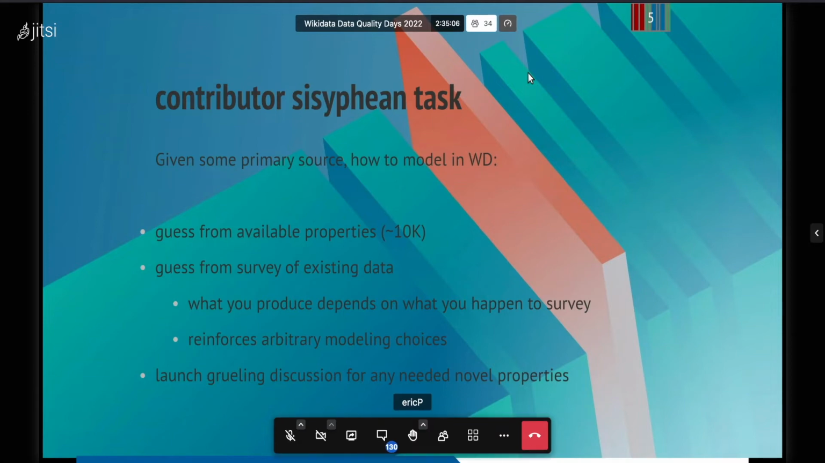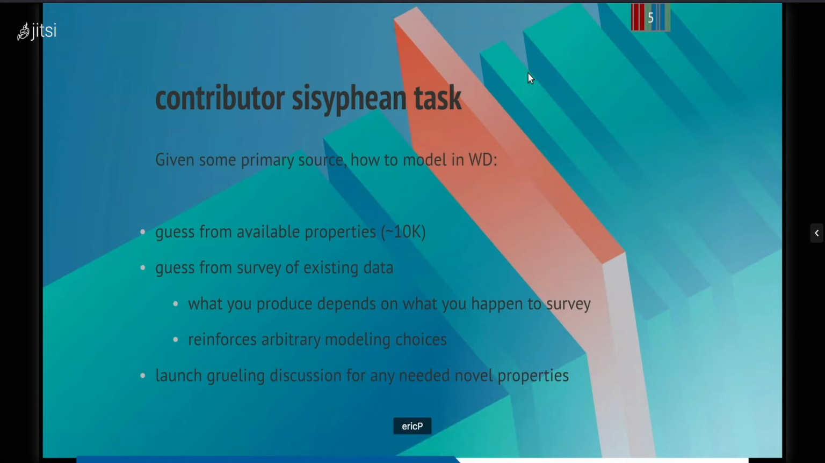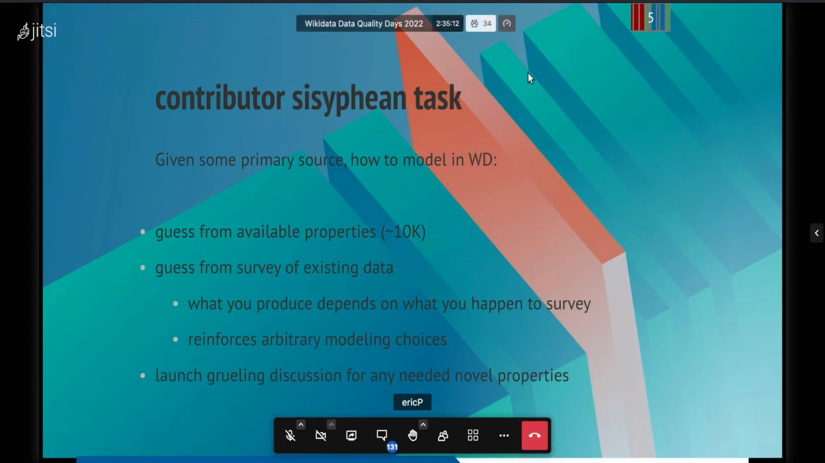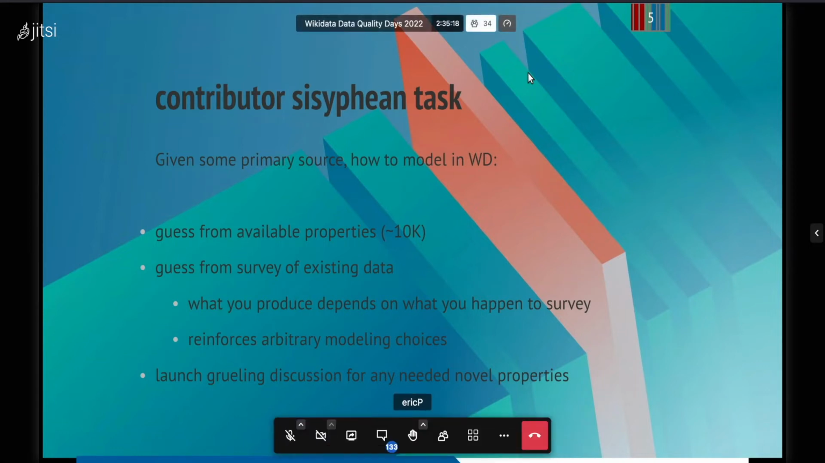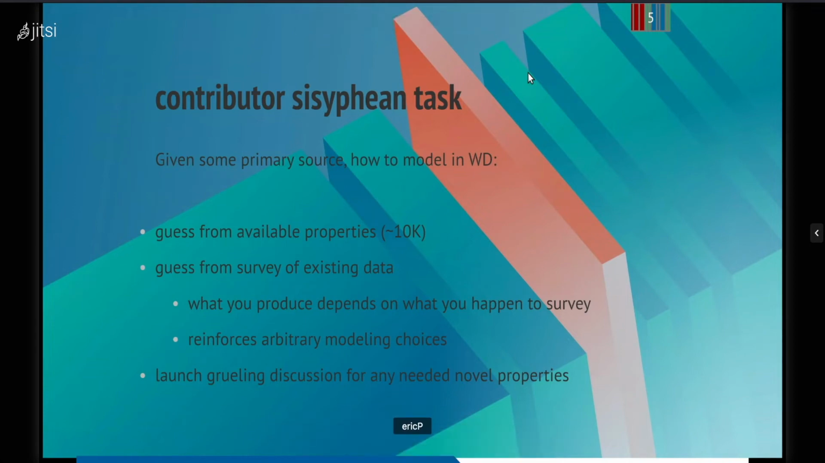So that's a lot. They could guess from a survey of existing data, but that means they end up reproducing whatever they happen to hit, which means you end up producing islands of conformance, and there'll be another island of conformance, and you have needless divergence between them. And then of course, every time you want to create a new property because you need to model something very specific, then you have a long road ahead of you.